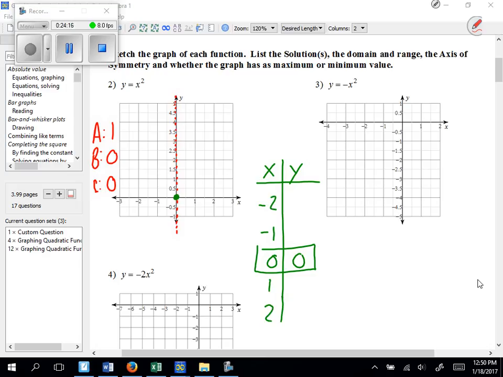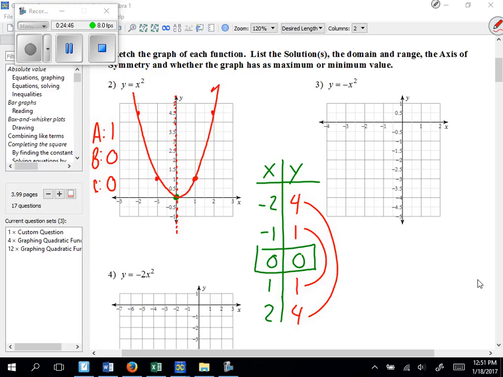And if we plug those points in, 1 squared is 1, 2 squared is 4. -1 times -1 is 1, -2 times -2 is 4. Notice they do mirror each other. It's dead on perfect there. So I have a point at 1, 1. I have a point at -1, 1. I have a point at 2, 4, I think that's right. I can barely see it on here. And -2, 4. So when I graph it, I have a nice smooth line coming through those points.